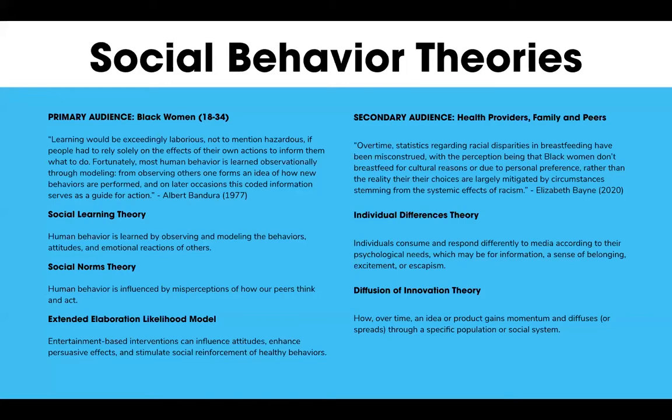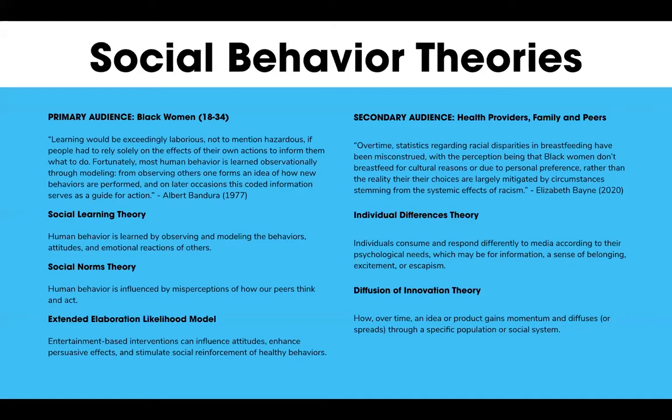From observing others, one forms an idea of how new behaviors are performed, and on later occasions, this coded information serves as a guide for action. Now, what Mr. Bandura is trying to say in a very complicated way is that if we had to learn lessons purely based off our own experience, not only would that be very taxing and dangerous, it wouldn't be very time effective, because we would lose a lot of ground in making all of our own mistakes. But we can observe from other people the consequences and the benefits of the actions that they take and learn from that. It's a lot faster, it's a lot more efficient.